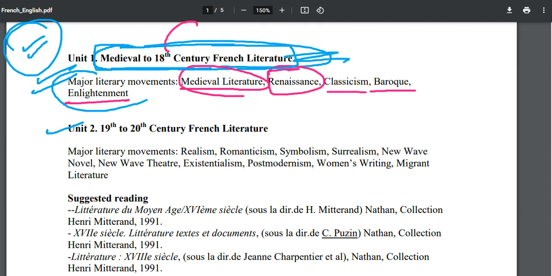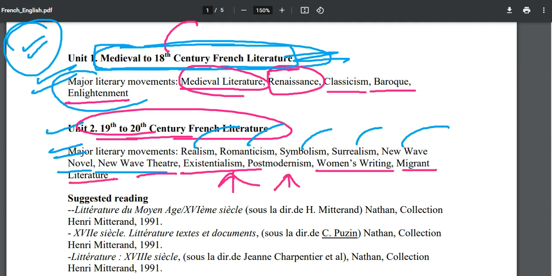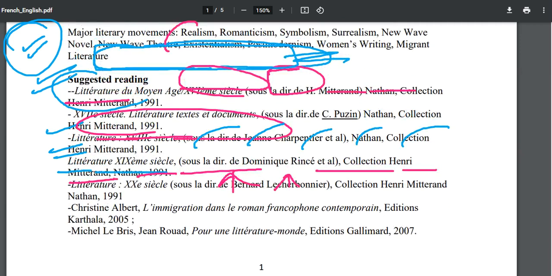Then Unit 2, 19th to 20th century French literature. The major literary movements were realism, romanticism, symbolism, surrealism, new wave novel, new wave theater, existentialism, postmodernism, women's writing, migrant literature. To read all these, suggested reading is provided.